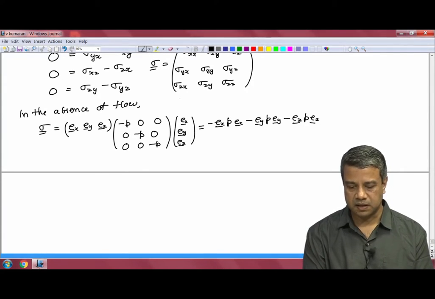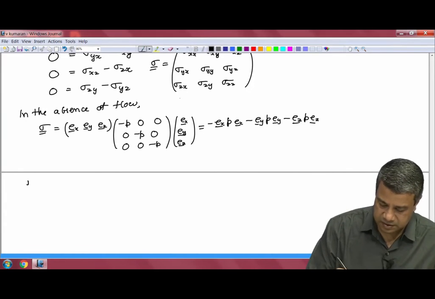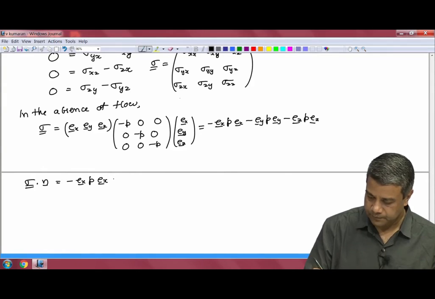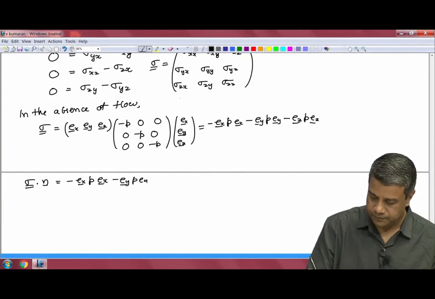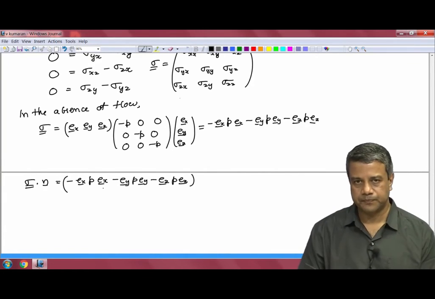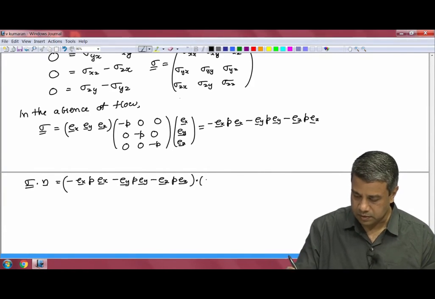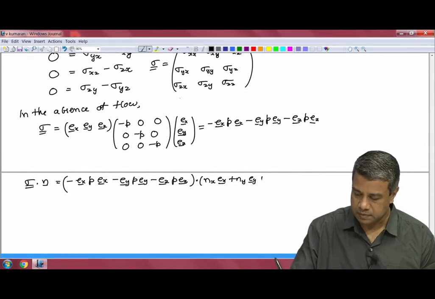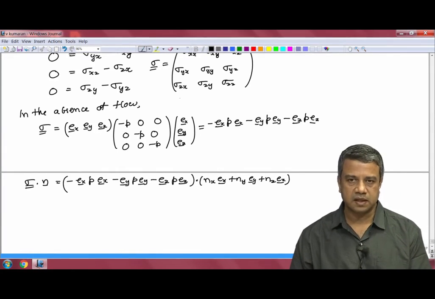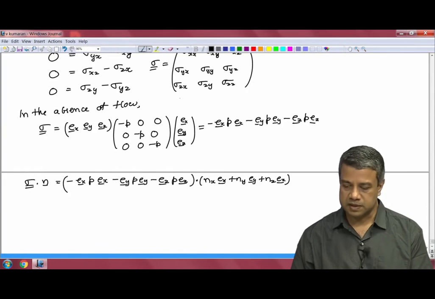And it is easy to show that the force exerted at a surface, sigma dot n, will be equal to minus P ex ex plus ey ey plus ez ez, dotted with the unit normal n x ex plus n y ey plus n z ez. That is the force per unit area.